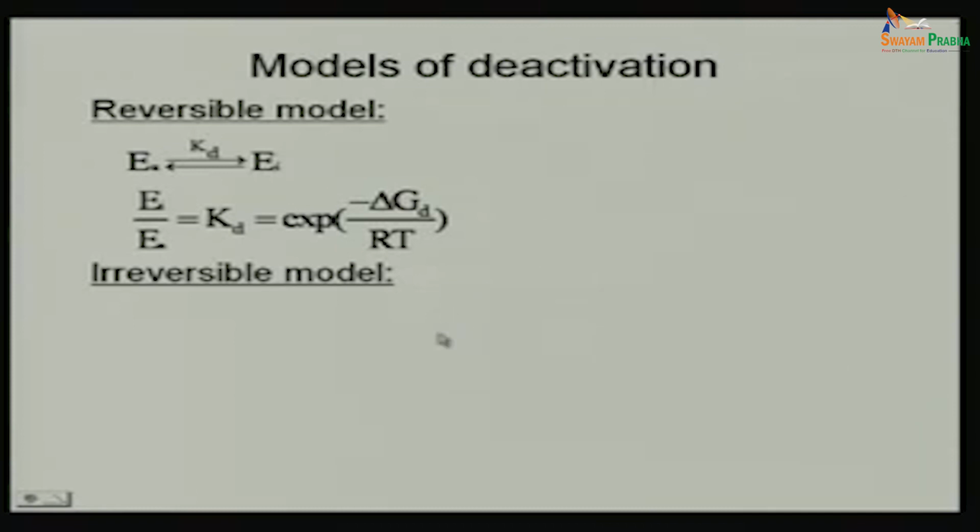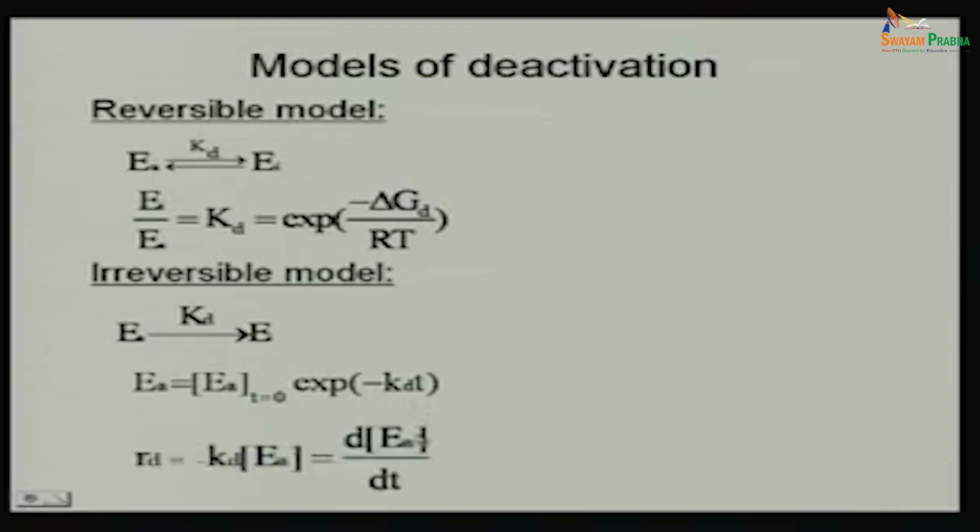And the second one is a lot more straightforward. It's the irreversible form. So straight away it goes from EA to EI. And then the kinetics of it is straightforward. dEA/dt equals minus kd times EA, and you can integrate that to get this. So it's a very straightforward thing.